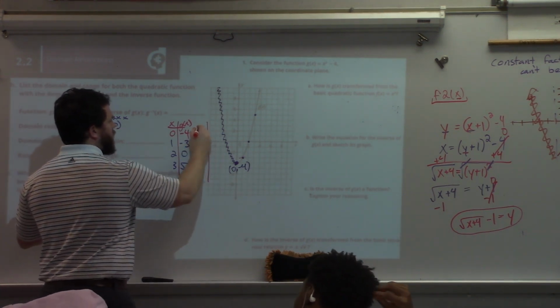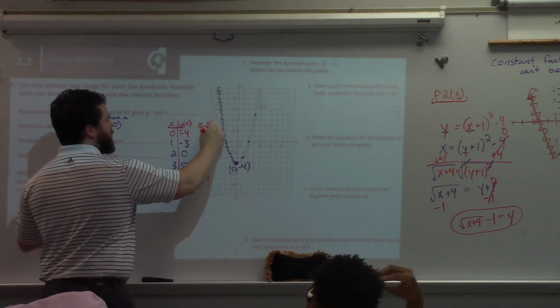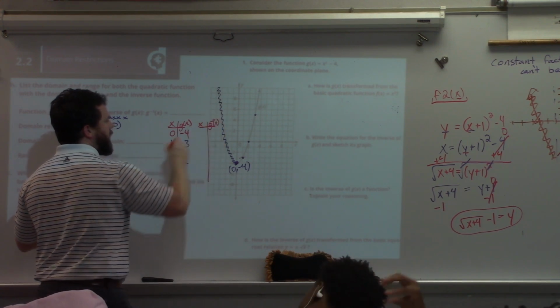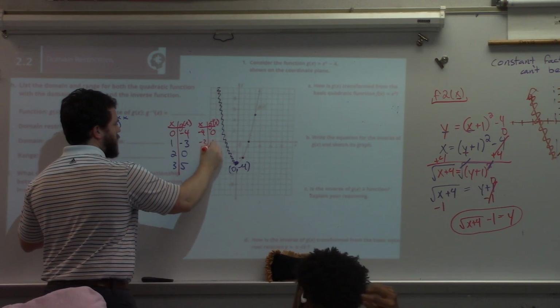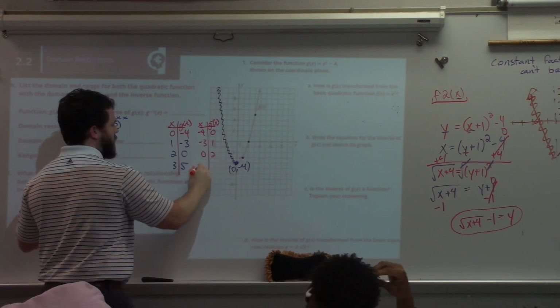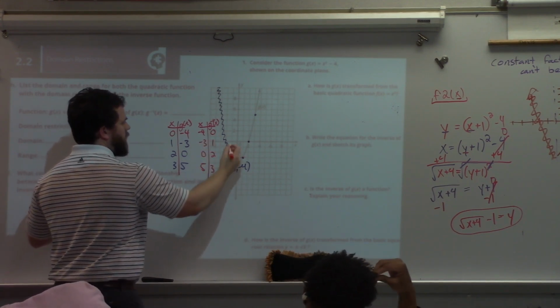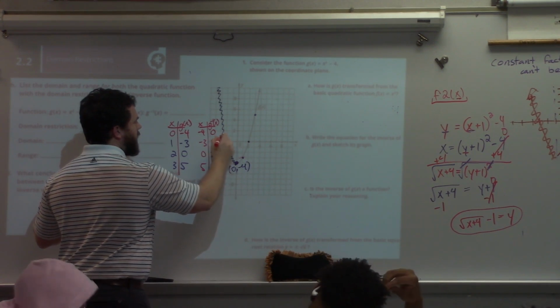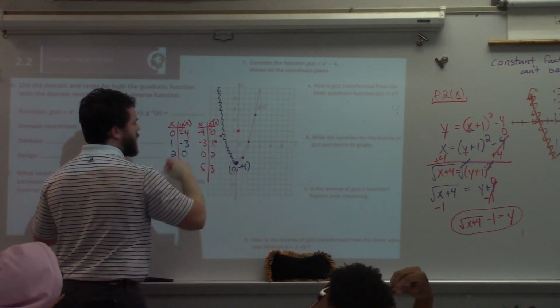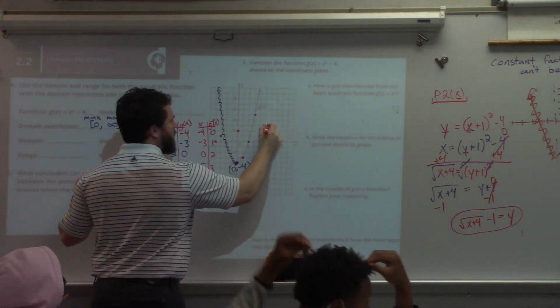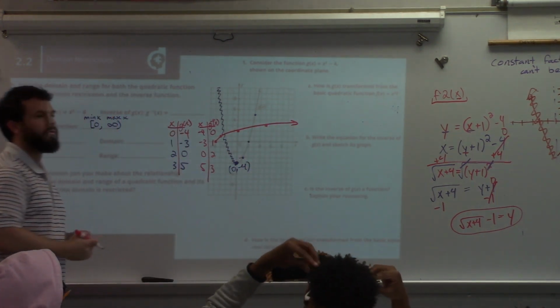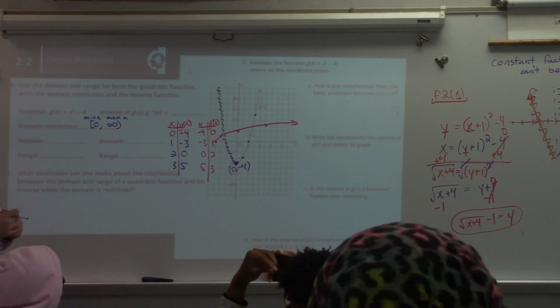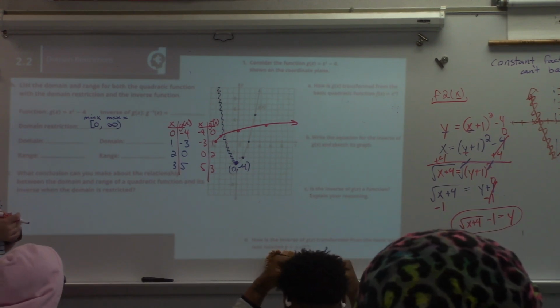Alright. Now, I want x and the inverse of g of x. So, transpose. Okay. So, negative 4, 0, negative 3, 1, 0, 2, and 5, 3. There's my square root or radical function.